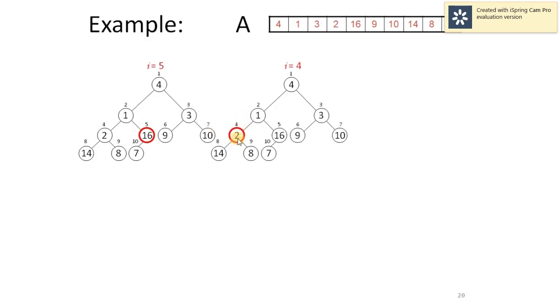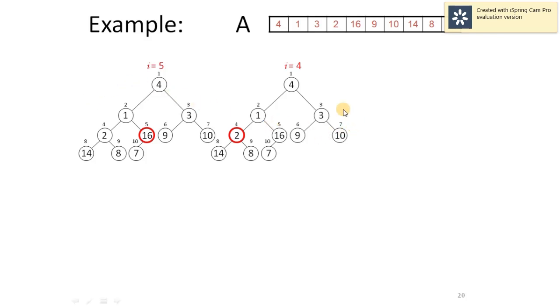Now this 2 will be compared with 14 and 8. The maximum of 2, 14 and 8, as identified by max heapify, comes out to be 14. So 14 and 2 will be swapped. Then again max heapify will be called for index position 8, which gets updated to 2 after the swap. Since it is a leaf node, no further execution of max heapify will take place.